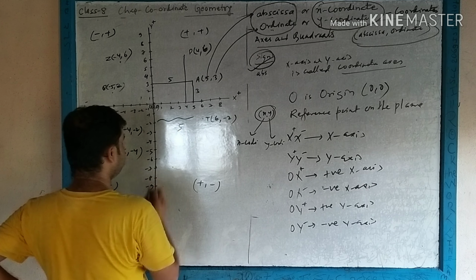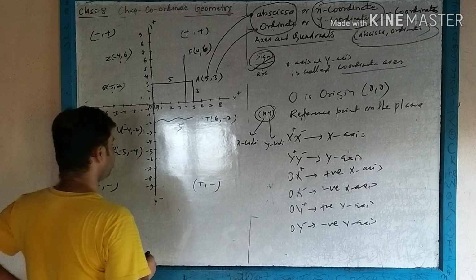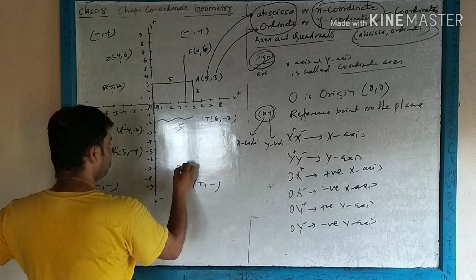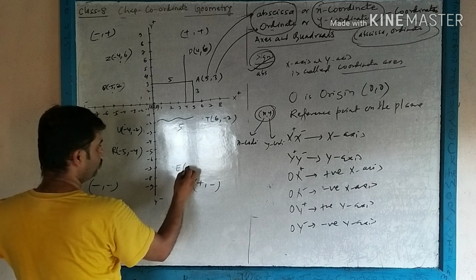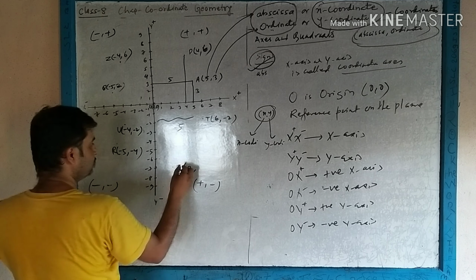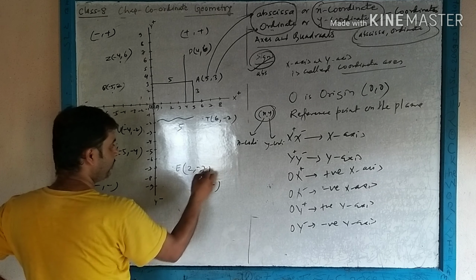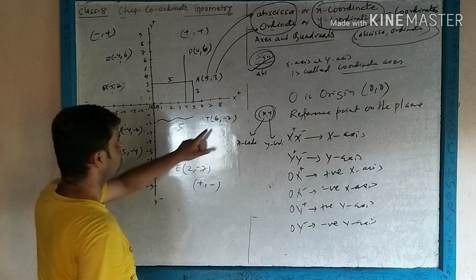If I take a point over here, E. What is the point? 1, 2. Point is 2, comma, how much? Down 7. So 2, comma minus 7. Positive, negative, positive, negative. 6, comma 2.